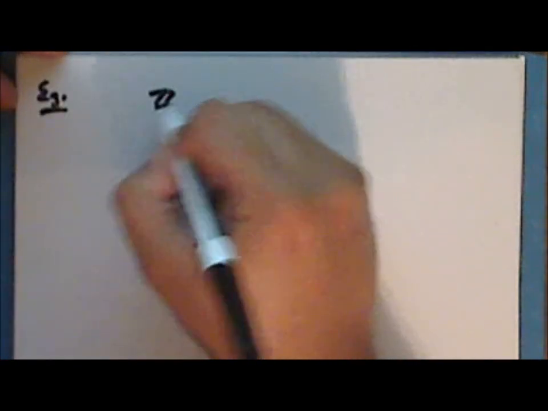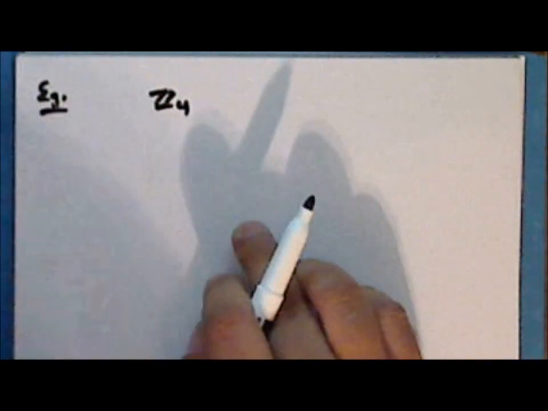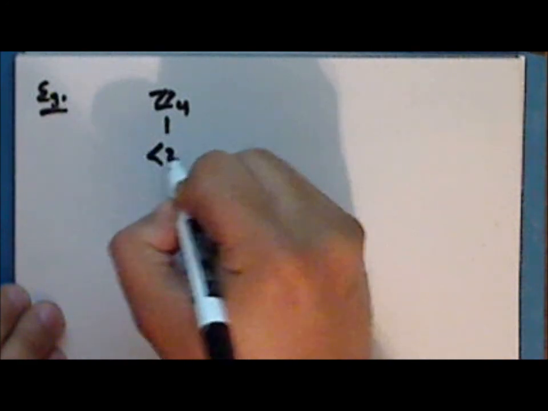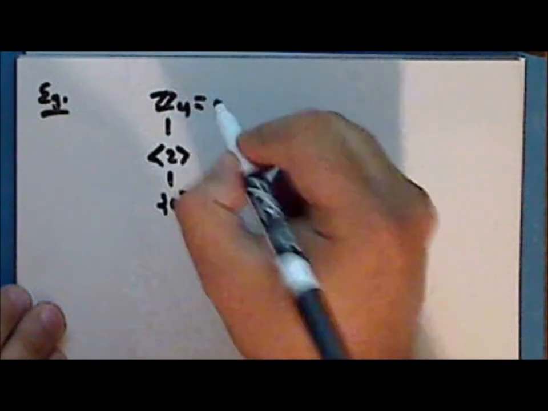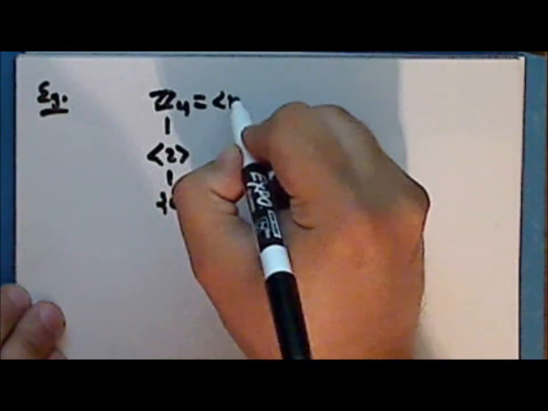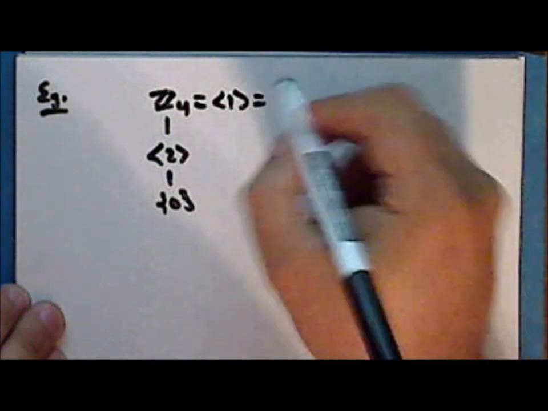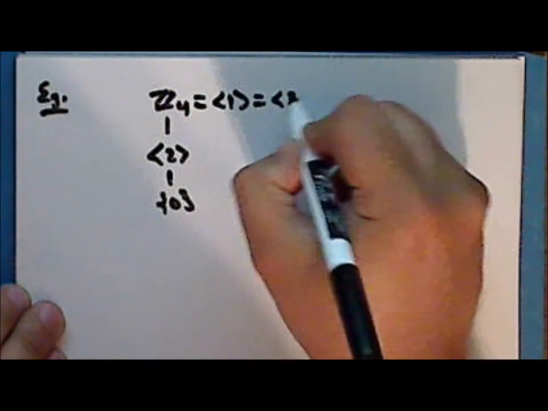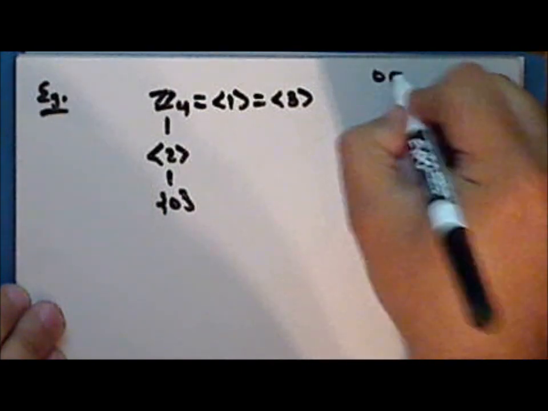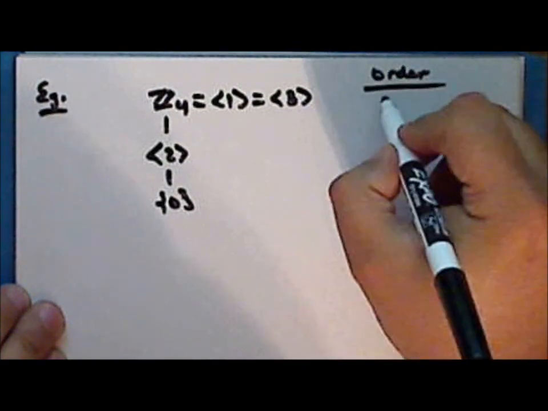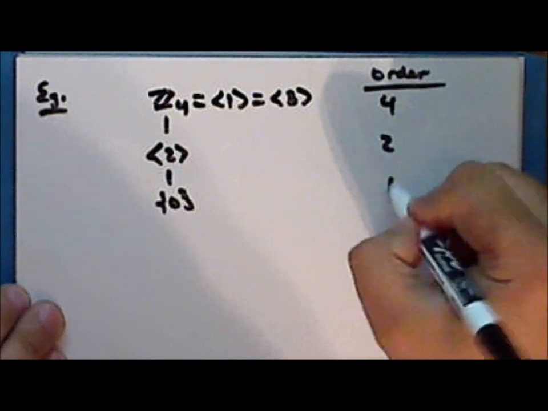So let's look at an example. Let's look at the subgroup diagram for the group of integers modulo 4. This group has as a proper subgroup the cyclic subgroup generated by 2, which has as a proper subgroup the trivial subgroup. The entire group is generated by the element 1 and also by the additive inverse of 1, which is 3. If we look at the orders of these groups, we have 4, 2, and 1.